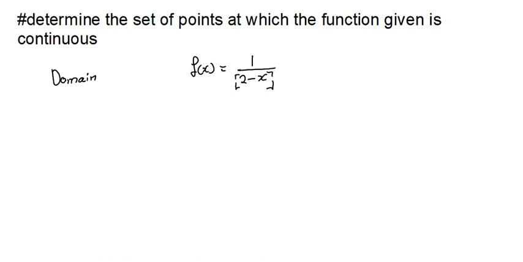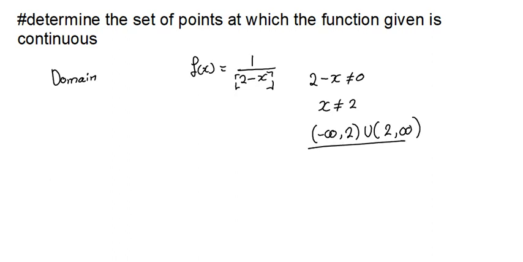So I know that my denominator is not supposed to be zero, so my 2 minus x should not be 0. What I'm simply saying is that my x should not be 2. So the domain of this function, if I were to put it in interval notation, is from negative infinity to positive 2, then from 2 to positive infinity. This is the domain of this function.